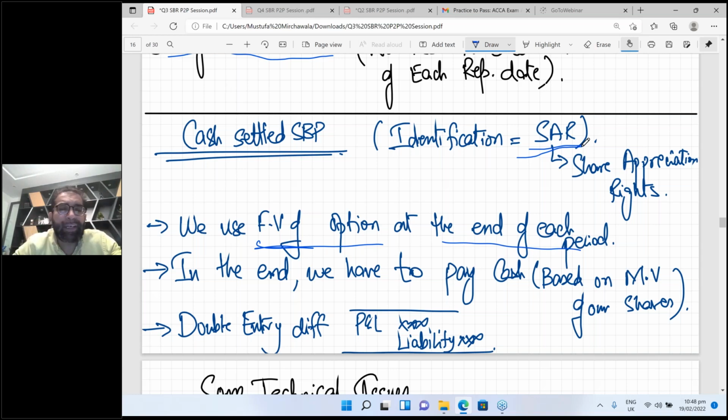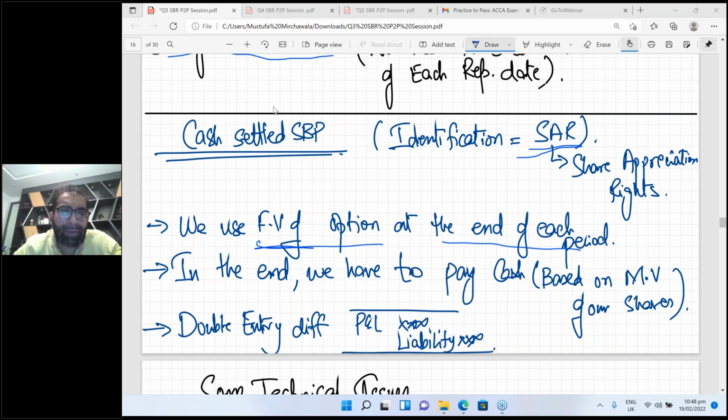Now the double entry will be debit P&L and credit liability. In equity settled share based payment, we only give shares and the entry is P&L debit, equity credit. But in cash settled, the entry is P&L debit and liability credit.